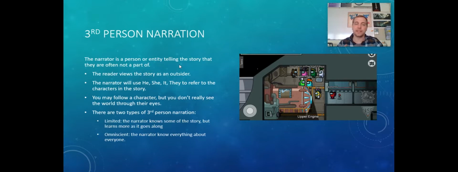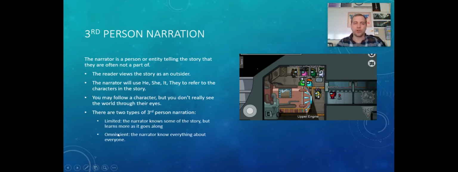One is limited, and limited means that you're only getting the point of view of one character. You don't know everything that's going on, and the narrator might not know everything that's going on. And so the narrator is really restricting what you as the reader get. And then there's the omniscient narrator, and this narrator knows everything about everyone, right? They could tell you everything that happened in the world, everything that's going on right now. It's just a matter of time before they tell you everything. The narrator knows it all.